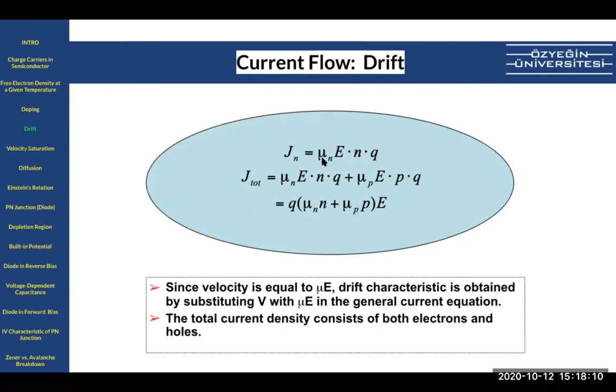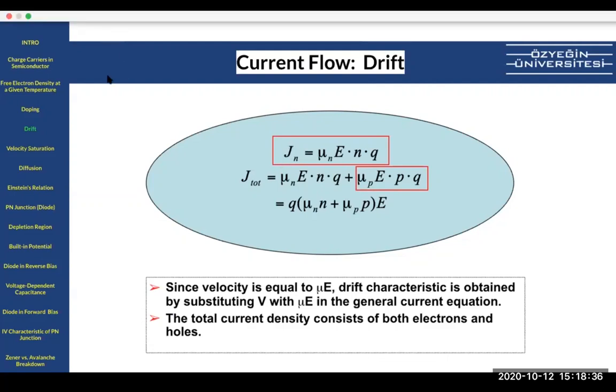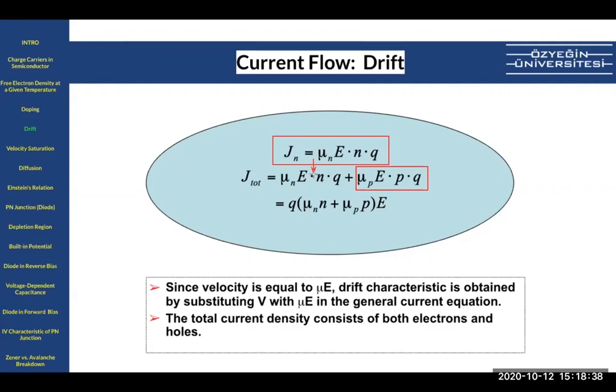And we have the mobility of the electrons, and we have the electric field. And this is for electrons. We also have the same thing for holes, right? So the total current is the combination of both electron and hole contributions. So this is for holes, and this is for electrons. When we sum them up, we can find the total current density, and that is basically this.